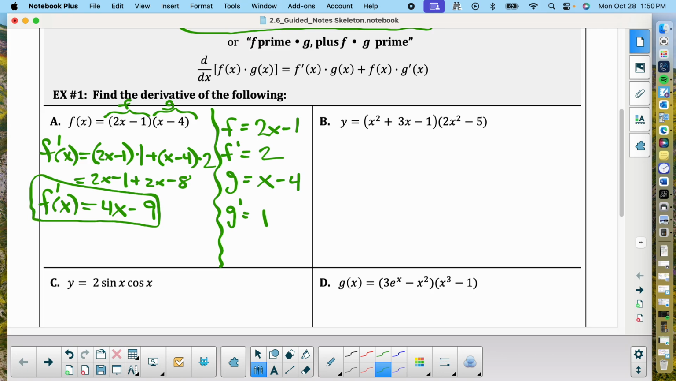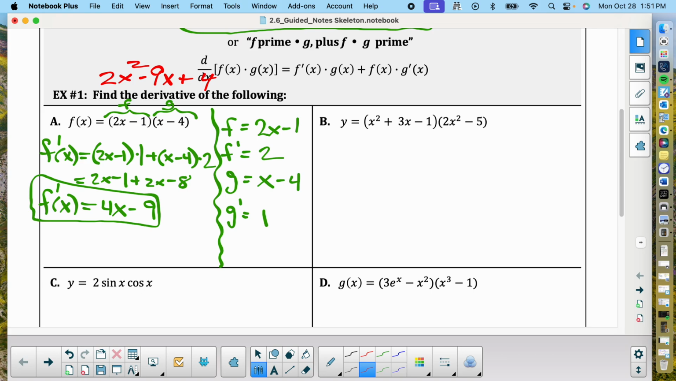I'm kind of shocked nobody asked me this already. I was 100% waiting for somebody to say it would just be quicker to FOIL those out and then find the derivative separately. Because it definitely would be. If I were to have FOILed those out, I would get 2x squared minus 9x plus 4, and then the derivative of that would be 4x minus 9.